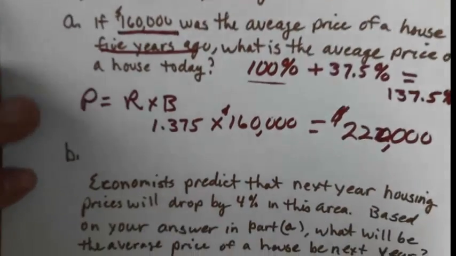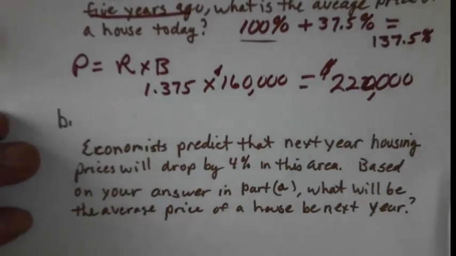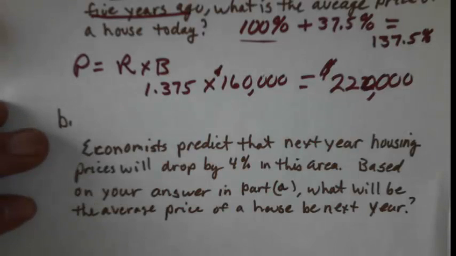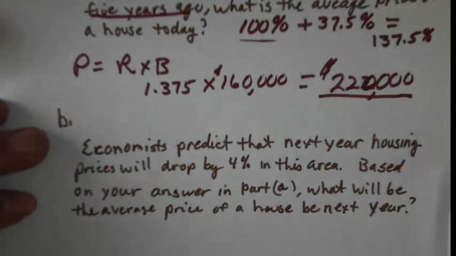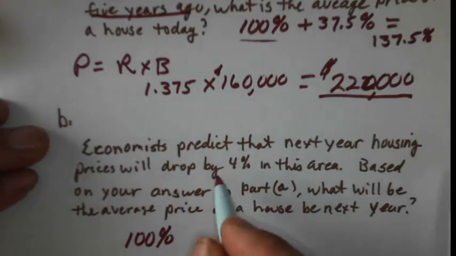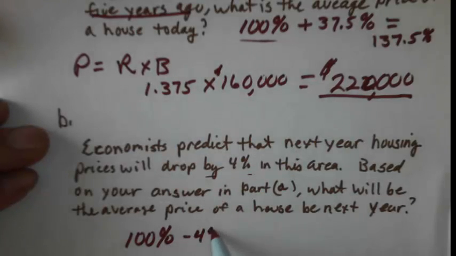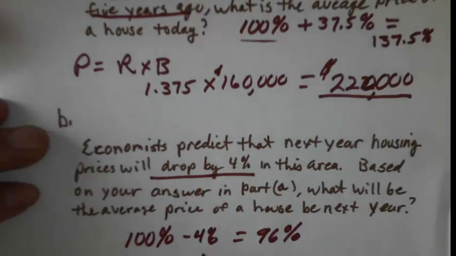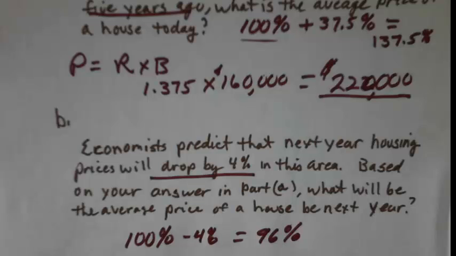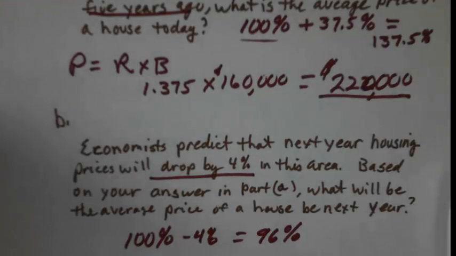This one, though, has a part B to it. Economists predict that over the next year, housing prices will drop by 4% in the area. Based on your answer in part A, what will be the average price of the house this year? Well, again, now we're back to the 100%. We have 100% of something. It's going to go down 4%. So that new total is going to be 96% of what it was, because it dropped by 4, minus 4.